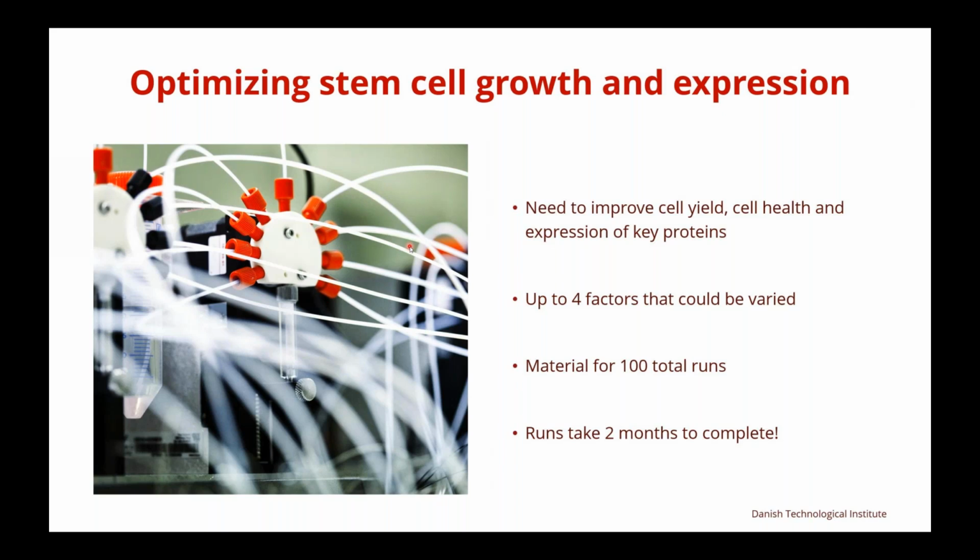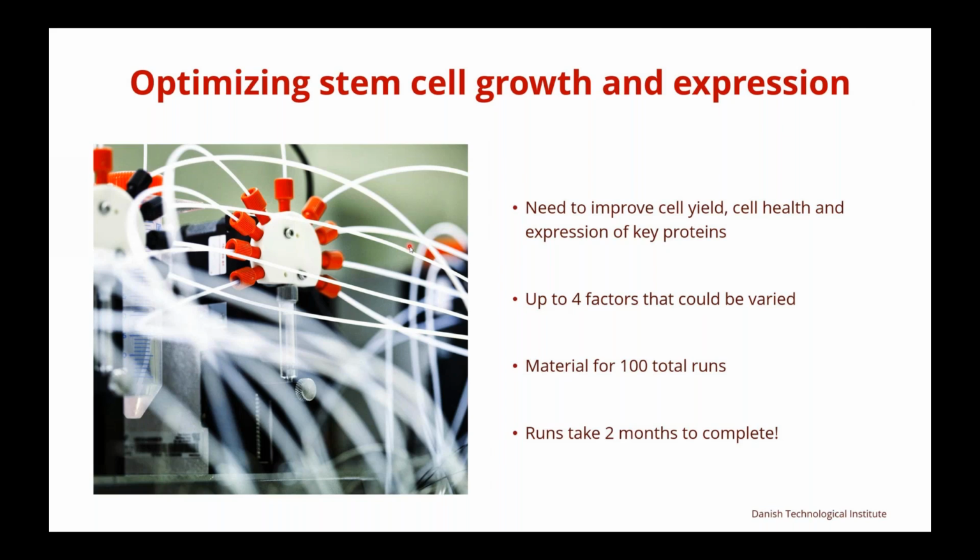And what they were interested in figuring out is that there were up to 4 things that they could reasonably control in the growth medium for these cells. And a really important limitation was that they had enough of the starting stem cells to do a total of 100 runs. And with the important practical consideration that for each run, it takes 2 months for the cells to go through their full growth and differentiation before harvest.